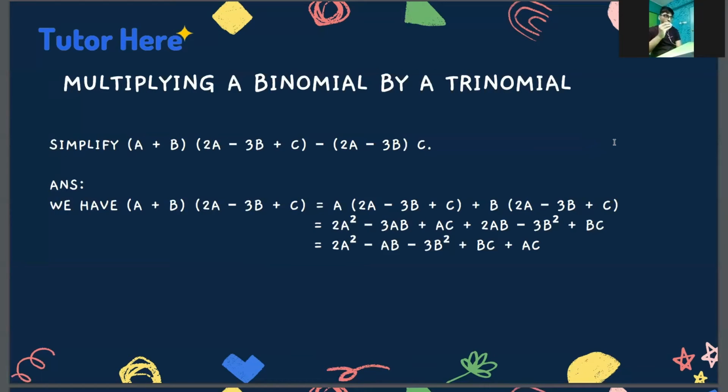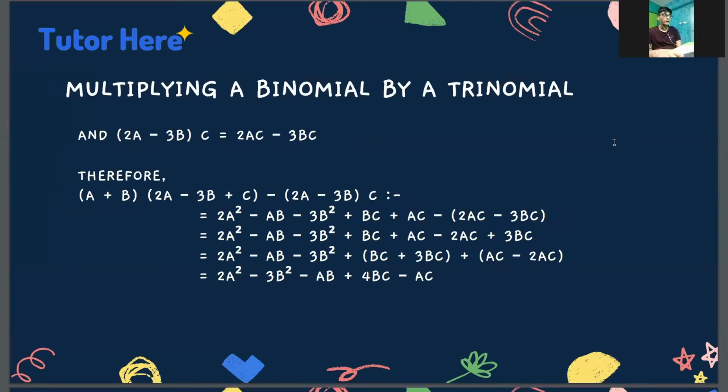So here we have split a plus b as a into 2a minus 3b plus c plus b into 2a minus 3b plus c, which comes down to 2a square minus 3ab plus ac plus 2ab minus 3b square plus bc. And hence, on simplifying further, we get 2a square minus ab minus 3b square plus bc plus ac. Now, for the second part, that is minus 2a minus 3b into c, we have to again split it further.